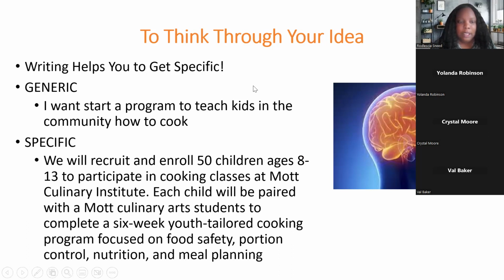So a more specific way to say this would be, we're going to recruit and enroll 50 children ages 8 to 13 to participate in cooking classes at the Culinary Institute. And these students are going to be paired with a culinary arts student to complete a 6-week program focused on safety, portion control, nutrition, and meal planning. So as you're thinking about your idea, as you write it out, it really helps you to get specific about what you're trying to do. So one of the reasons we write about our ideas is so that we can go from the generic to the specific.